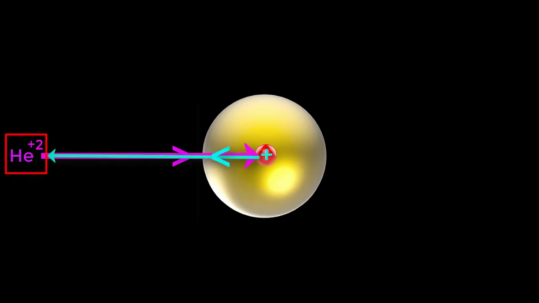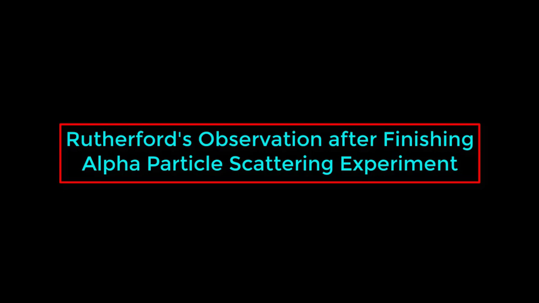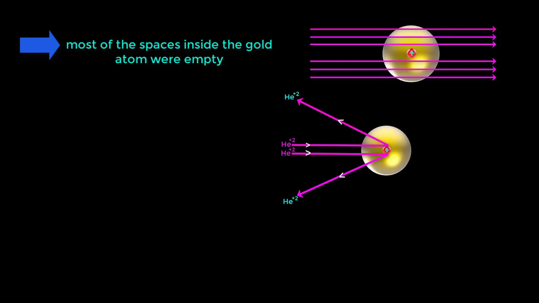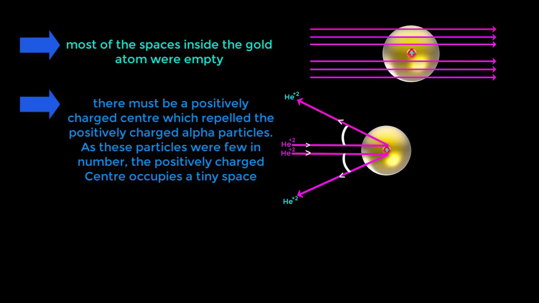Rutherford's observations after finishing the alpha particle scattering experiment. As most of the particles passed undeflected, Rutherford concluded that most of the space inside the gold atom is empty. As a few particles deflected at a smaller angle, Rutherford concluded that there must be a positively charged center which repelled the positively charged alpha particles. As these particles were few in number, the positively charged center occupies a tiny space.